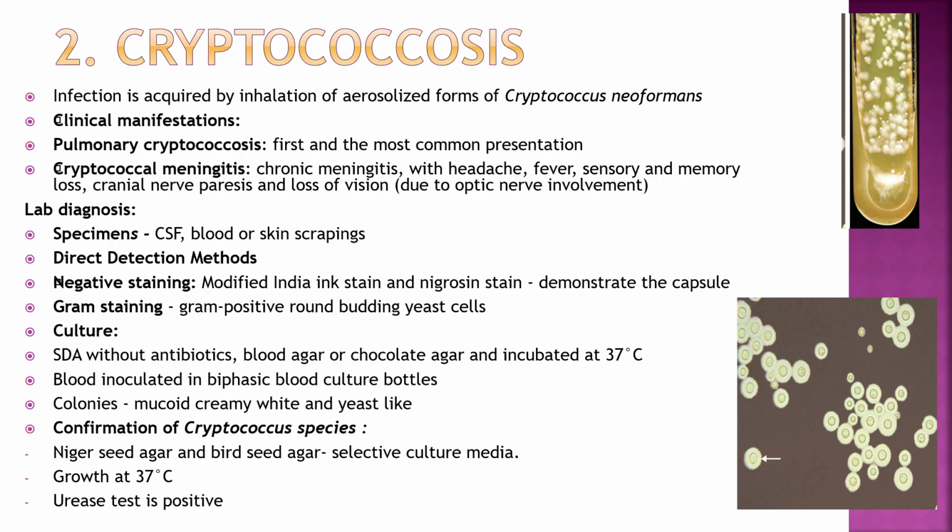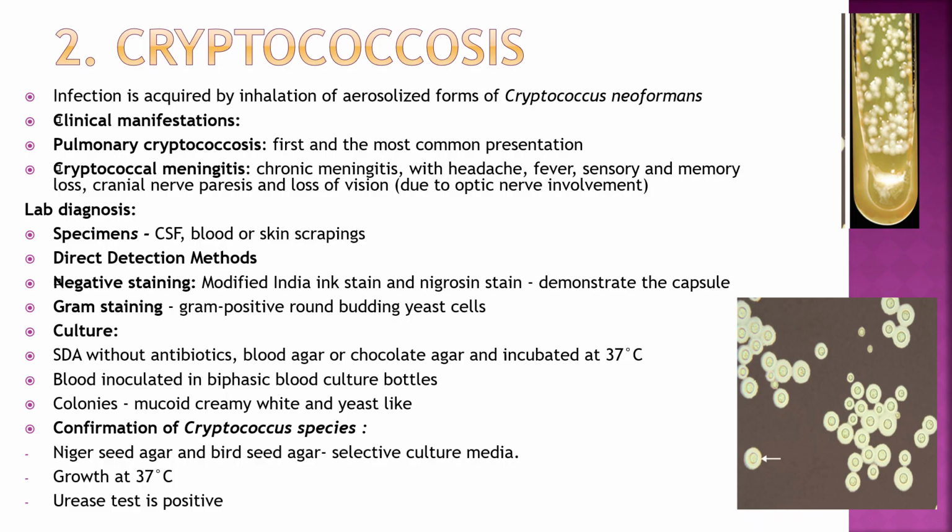Cryptococcosis: infection is acquired by inhalation of aerosolized forms of Cryptococcus neoformans. Clinical manifestations: pulmonary cryptococcosis, the first and most common presentation; cryptococcal meningitis, a chronic meningitis with headache, fever, sensory and motor loss, cranial nerve paralysis and loss of vision due to optic nerve involvement. Lab diagnosis: specimens are CSF, blood, skin scraping. Direct detection methods: negative staining with modified India ink stain and nigrosin stain demonstrates the capsule, and you can see the colorless capsule around the dark background.